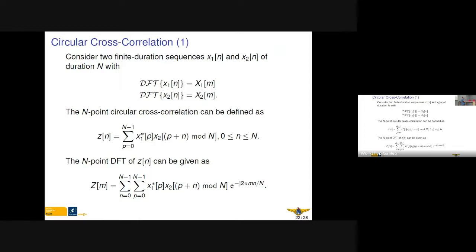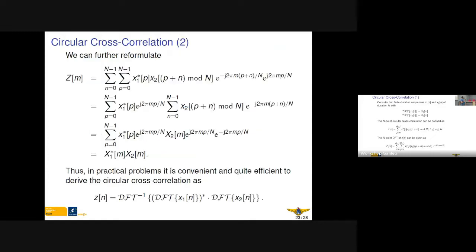And the N-point DFT of z of n can be given then by Z of m, and this is the double sum, so the sum of n from 0 to N minus 1 and p from 0 to N minus 1 of x1 conjugate p x2 of p plus n modulo N times the exponential function e to the minus j2 pi mn divided by N. So why do we need that? Because we can calculate this circular cross correlation.